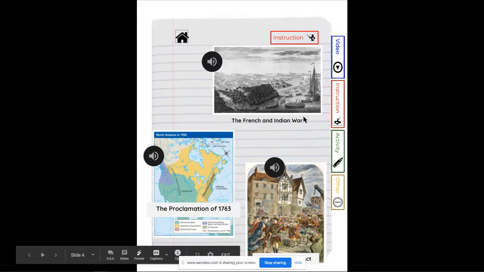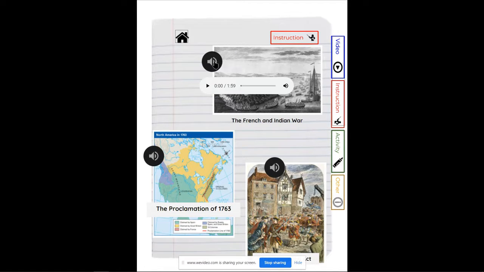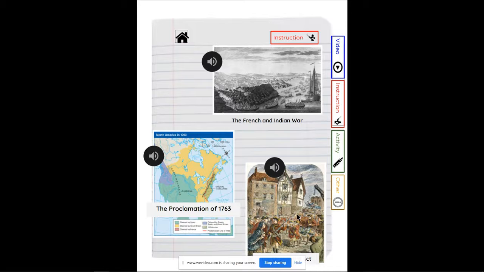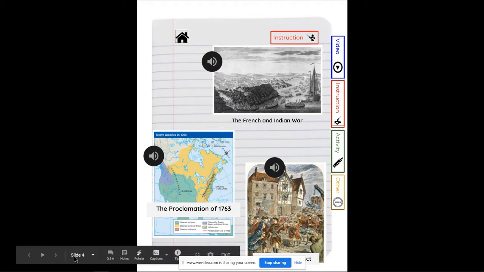Your instruction continues on page 4, and this audio file gives you the information you need to know about the French and Indian War. This audio file gives you information about the Proclamation of 1763, and this audio file gives you information about the Stamp Act. And this one is about the Quartering Act.